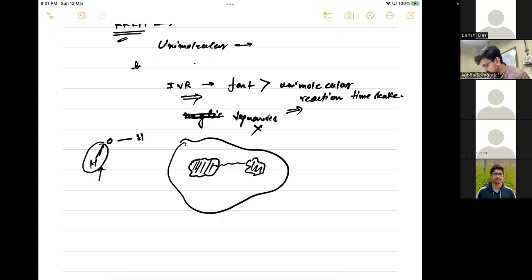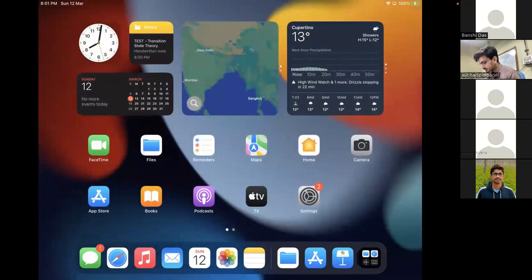If this happens, the prediction of the chemical reaction rate using RRKM theory will fail. The basic assumption will fail. So the main point is that RRKM theory neglects the dynamics. Okay, now I will show you some examples. It will be interesting. It will take almost 10 to 15 minutes.